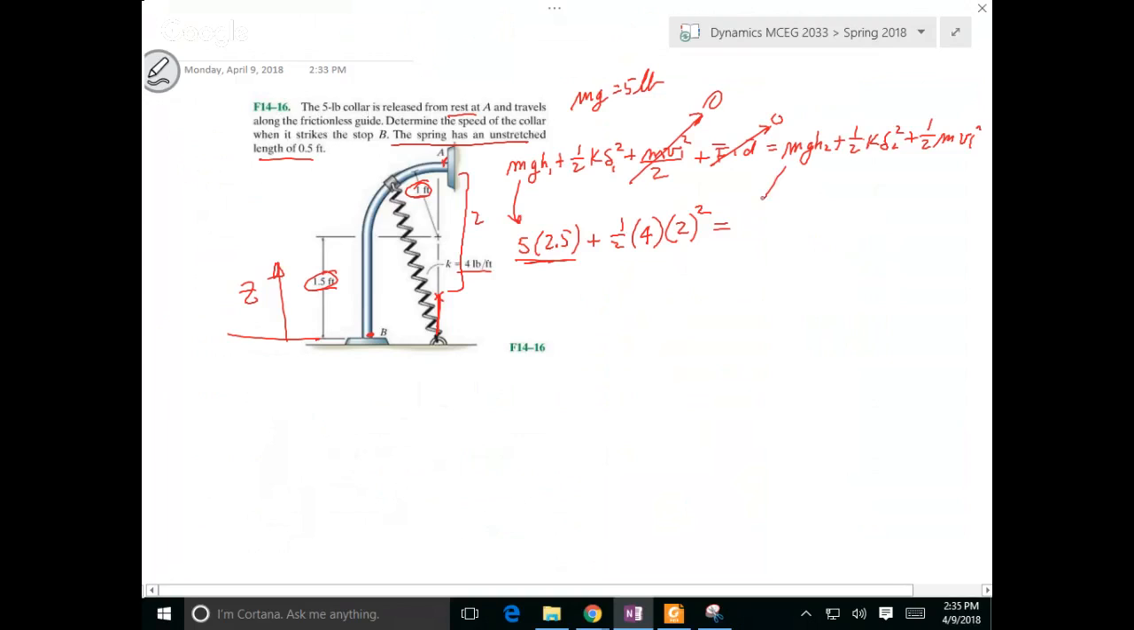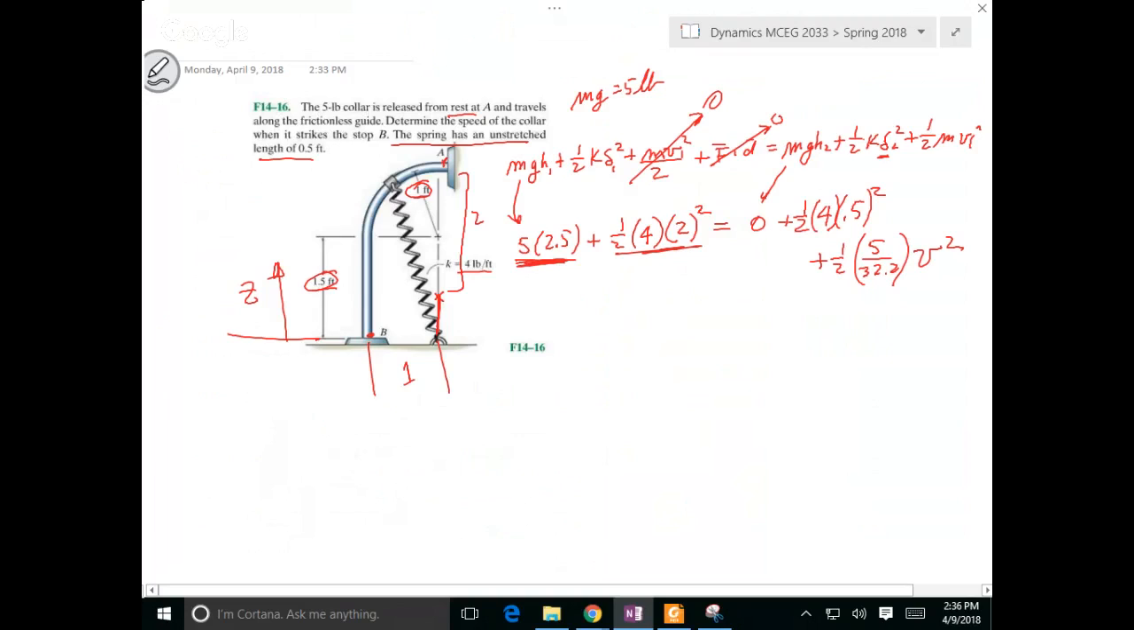MGH is 0, so that term is 0, plus 1/2 K. Yeah, it's still the same. Yeah, 2, 4. And then the delta, okay, so from here to here is 1. So I think it's still halfway stretched. And then plus 1/2 the mass, which is 5 over 32.2. That's the slugs, V2.